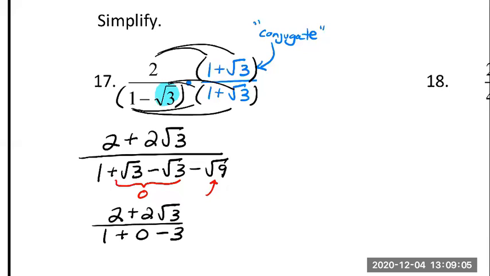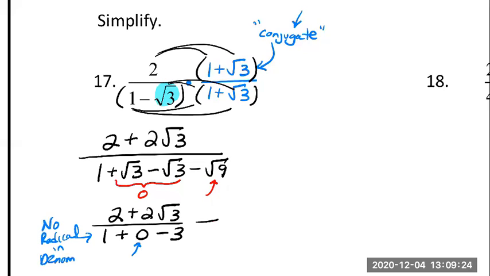So again, the reason why we multiply by the conjugate at the beginning is to get rid of the radical. So notice there's no radicals left, no radical in the denominator. And that was our goal. We want a rational denominator, not an irrational denominator.